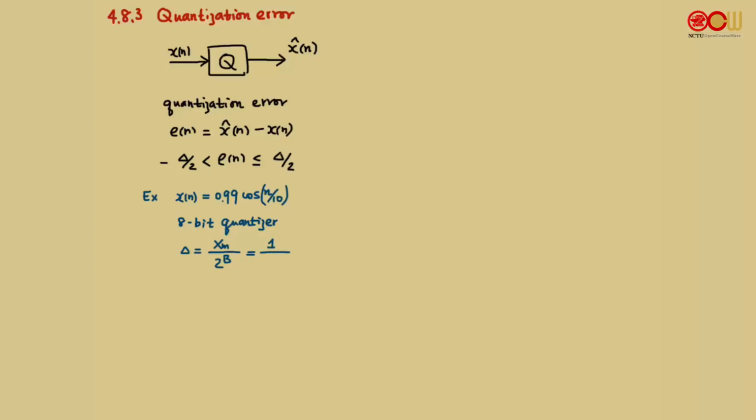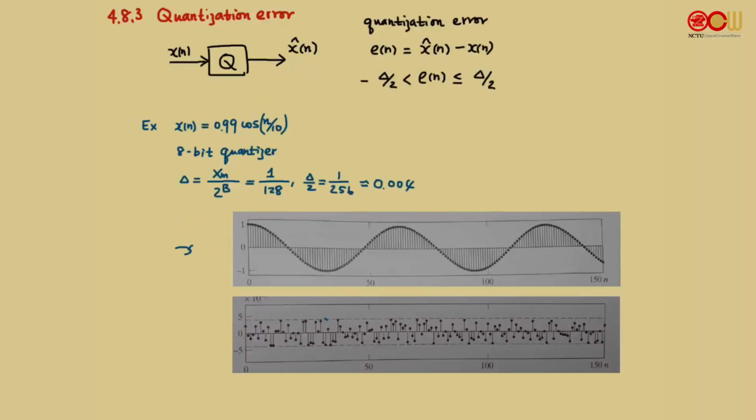And 2 to the B, because it's an 8-bit quantizer, B is 7. It would be 128. And half delta will be 1 over 256. This is around 0.0064. This one is x[n] here, and this one is x̂[n]. This one is the quantization error.